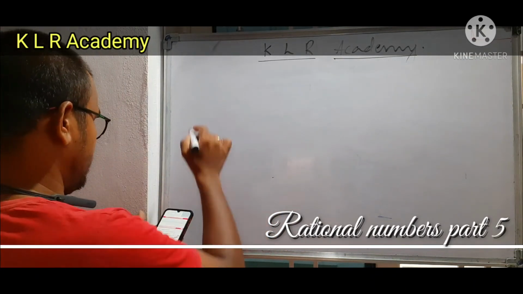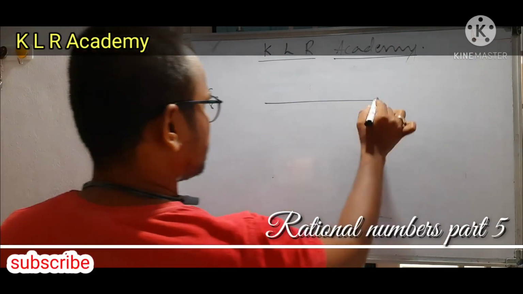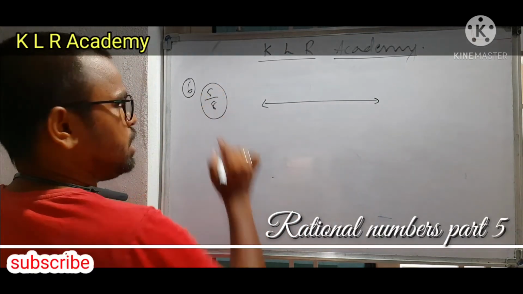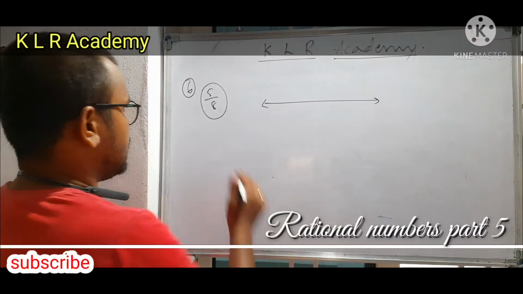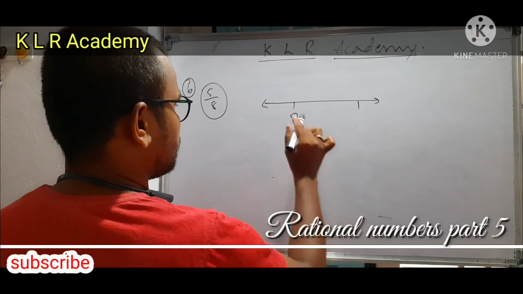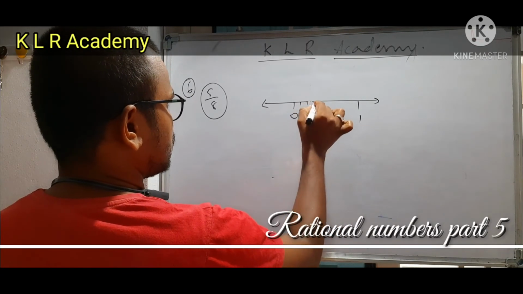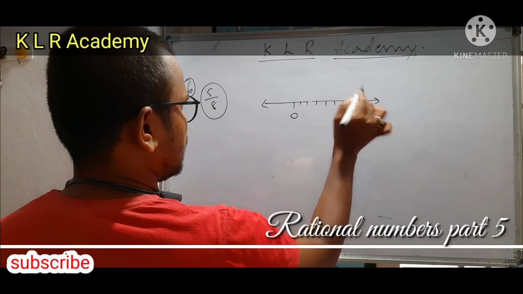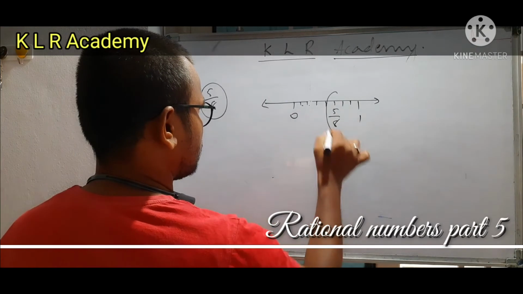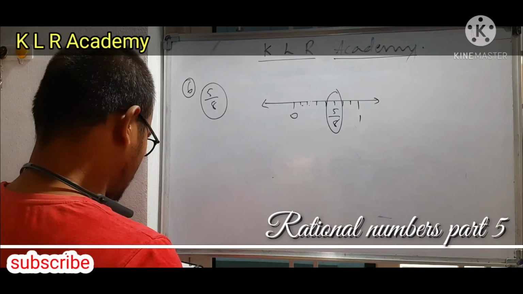First, example 6. Represent 5 by 8 on number line. First find whether the 5 by 8 is proper fraction or improper fraction. As it is a proper fraction, 0, 1. Divide 8 parts from 0 to 1. Like 1, 2, 3, 4, 5, 6, 7, 8. Which part? 1, 2, 3, 4, 5. That is 5 by 8.